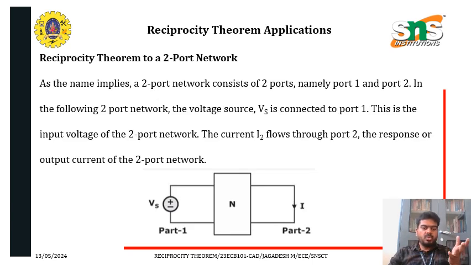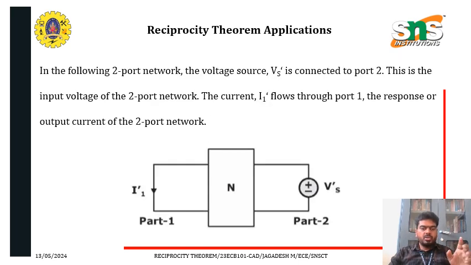And reciprocity theorem to a two-port network is nothing but this. This is considered as port one and port two. That means, as the name implies, a two-port network consists of two ports, namely port one and port two. So this is the concept. In the following two-port network, the voltage source Vs is connected to port one. This is the input voltage of the two-port network. The current I2 flows through port 2. The response or the output current of the port 2 network is I.